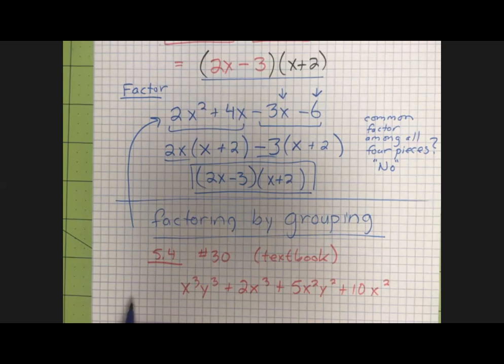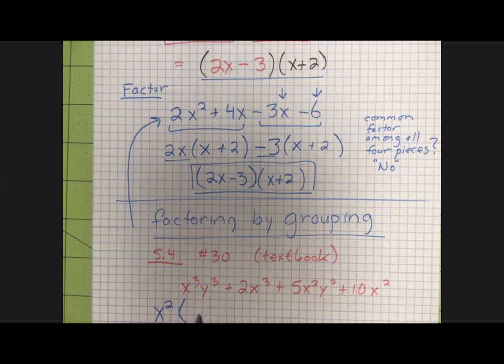Okay, what am I going to do? I'm going to go through my checklist. Any common factors? By numbers, no. 2, 5, 10: 2 and 10 have a common number, 5 and 10 have a common number, but there's no number that's common to all four pieces. But everybody's got x's. These first two pieces have 2 x's or 3 x's in common. Here's 2 x's. What's the most I can remove? Everybody's got 2 factors of x squared.